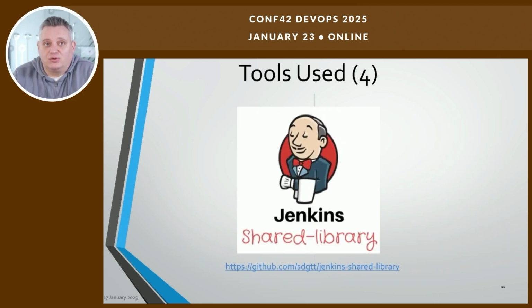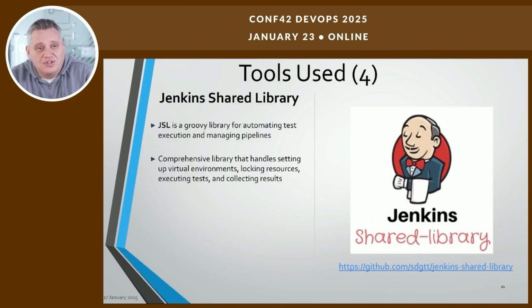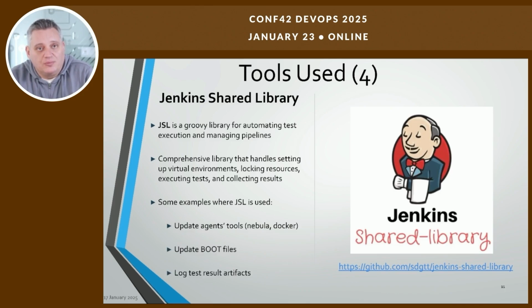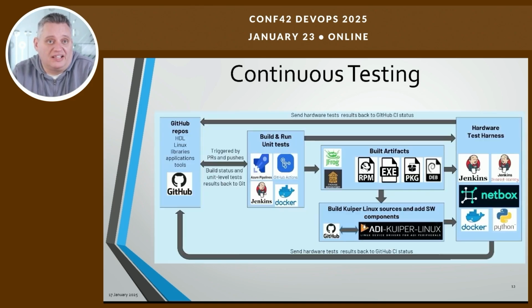Jenkins Shared Library is a very good way to centralize Groovy code and reuse it in multiple Jenkins pipelines. It contains definitions for common functions and pipeline steps that can be shared across different Jenkinsfiles, improving in this way reusability, modularity, and consistency. We use it in multiple pipeline stages to update agent tools such as Nebula, to send files to hardware setups, or to run tests and collect results. This structured approach ensures an efficient process of updating and maintaining the same pipeline functionality across all the test harness instances. By combining continuous integration with continuous testing, the resulting diagram will look like this.